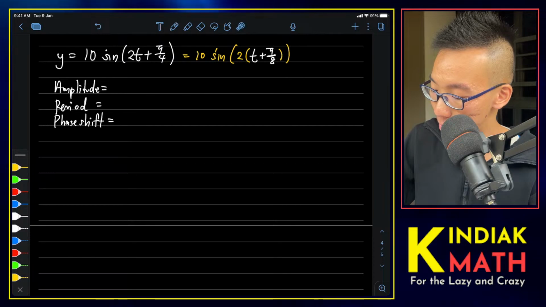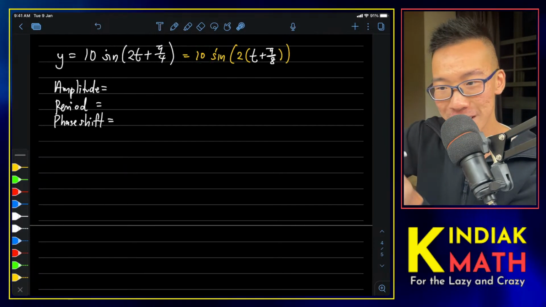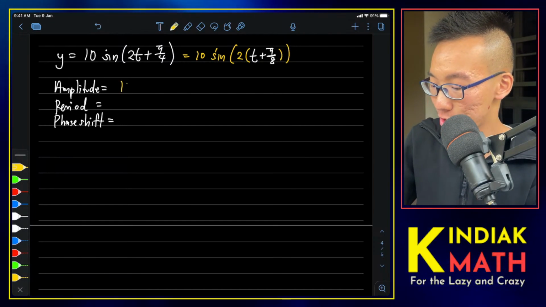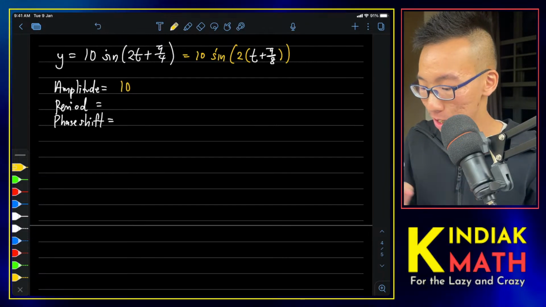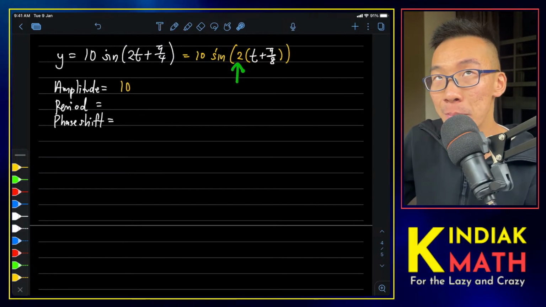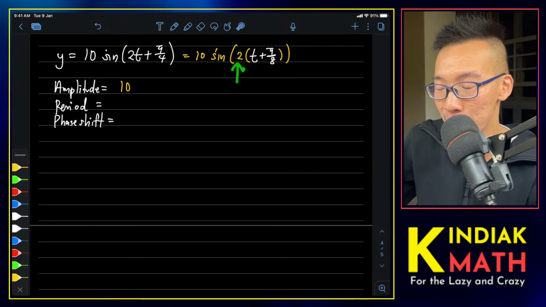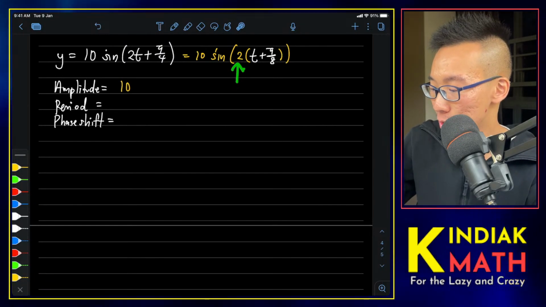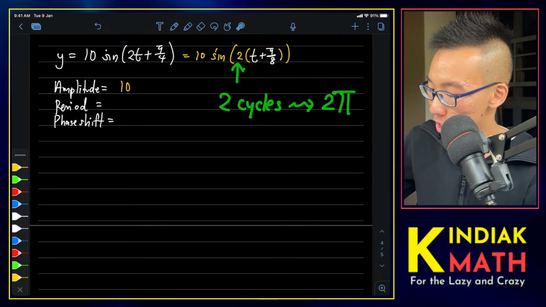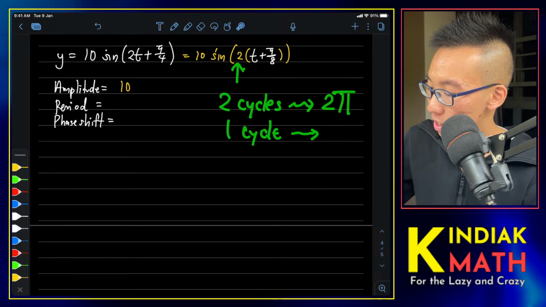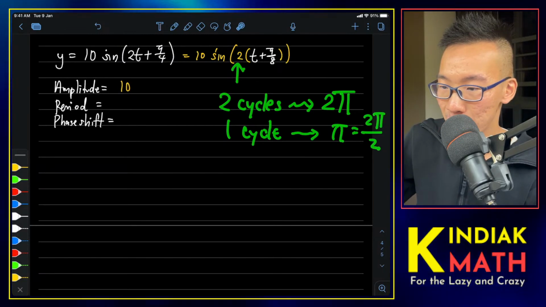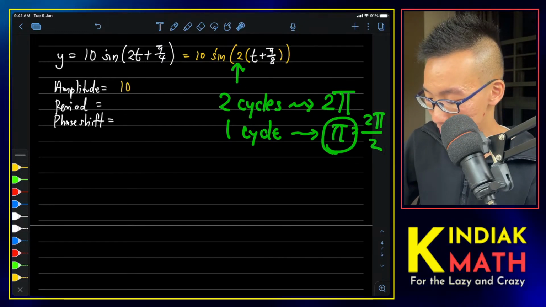Because the amplitude is given by this number on the outside. It tells you how stretchy your sine graph gets. It gets stretched by a factor of 10. The period is given by this number in the sense that this number tells you the number of complete cycles in a time of 2 pi. So since 2 cycles are completed in 2 pi amounts of time, then 1 cycle is completed in pi amounts of time. You can think of this as 2 pi divided by 2. So this is in fact the period of this graph.